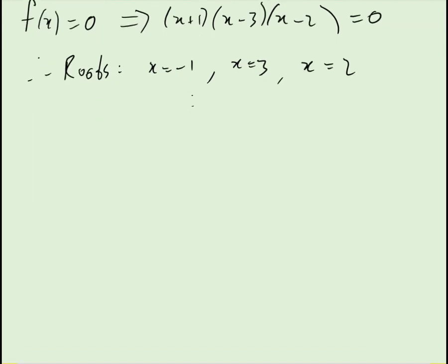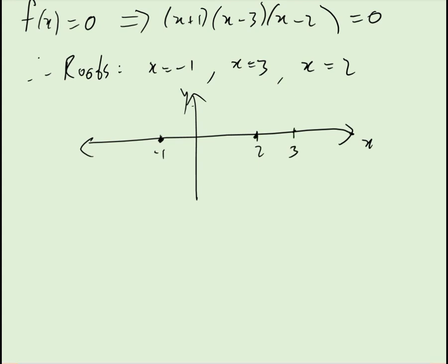So on the Cartesian plane, the x-axis will be cut at negative 1, positive 2, and positive 3.